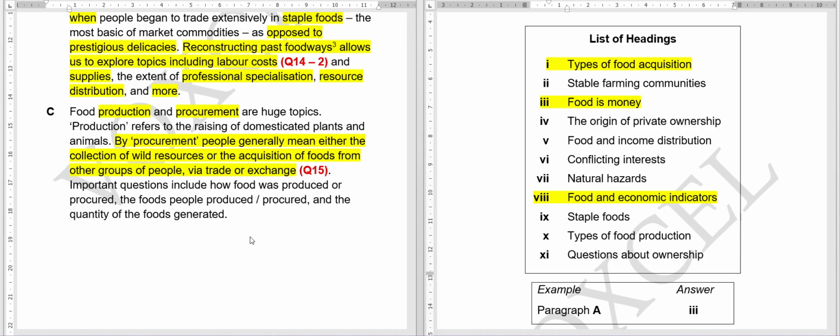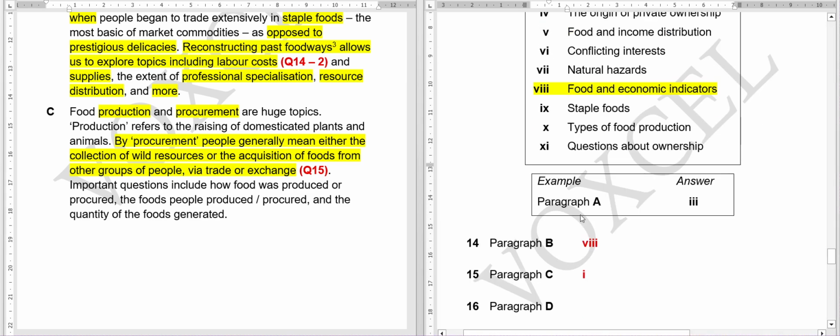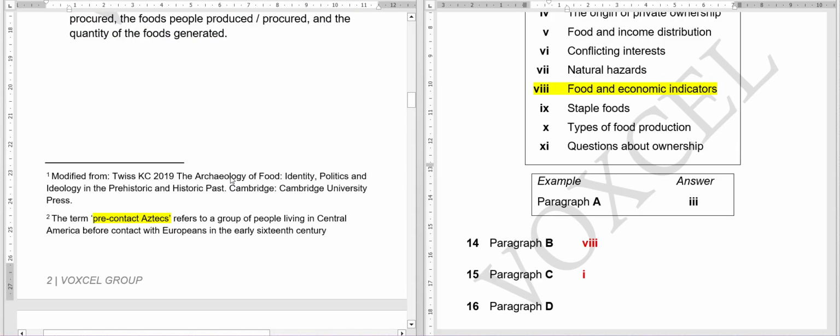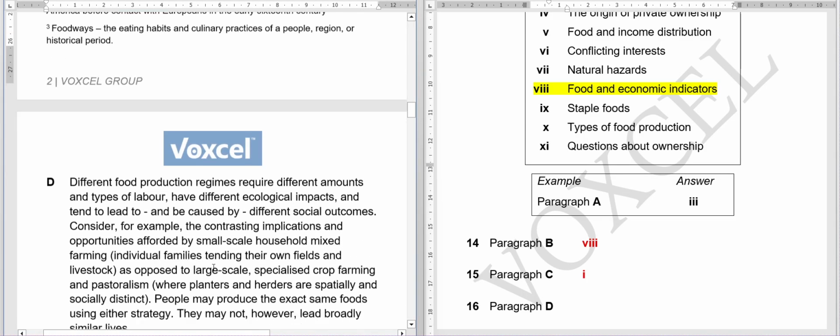I hope it is clear. Now, do we need to go to question number 21? No. Why? Because there is no mention of farmers and pastoralists right now. So what we're going to do is move to the D paragraph.